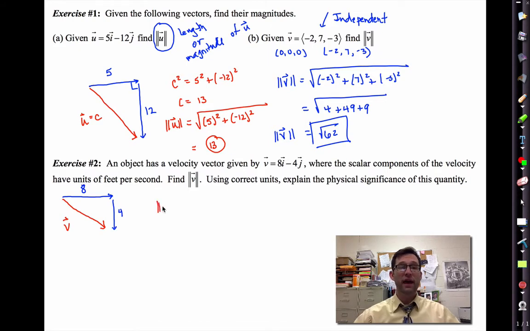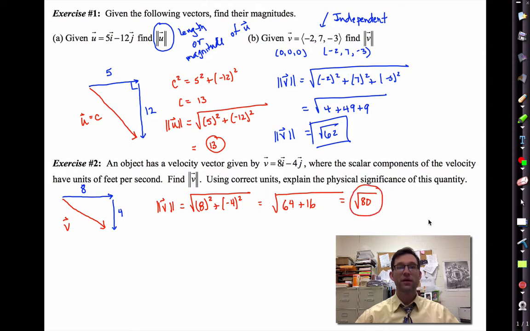Actually, finding the absolute value or the magnitude of v is very simple. We'll take 8 and we'll square it. The only reason I'm using parentheses in here is to remind me with the negatives that I've got to square them. So 64 plus 16 gives me the square root of 80. And there we have it. That is the length of our vector.